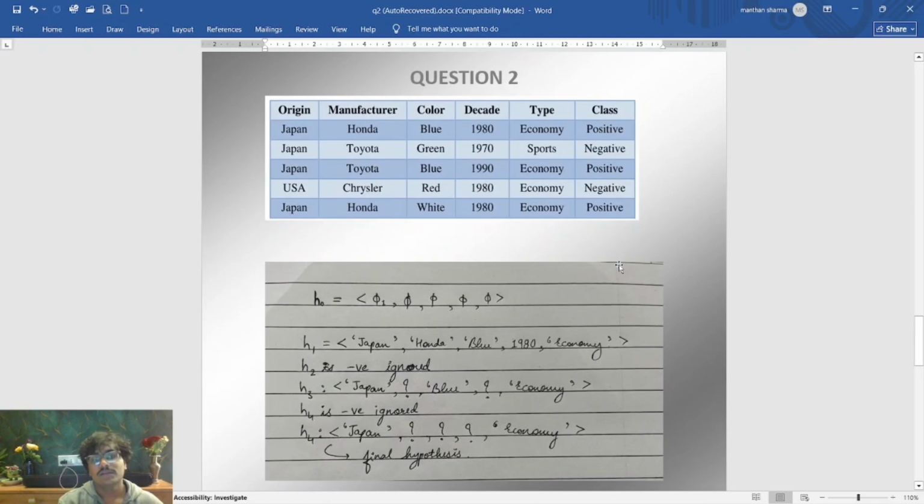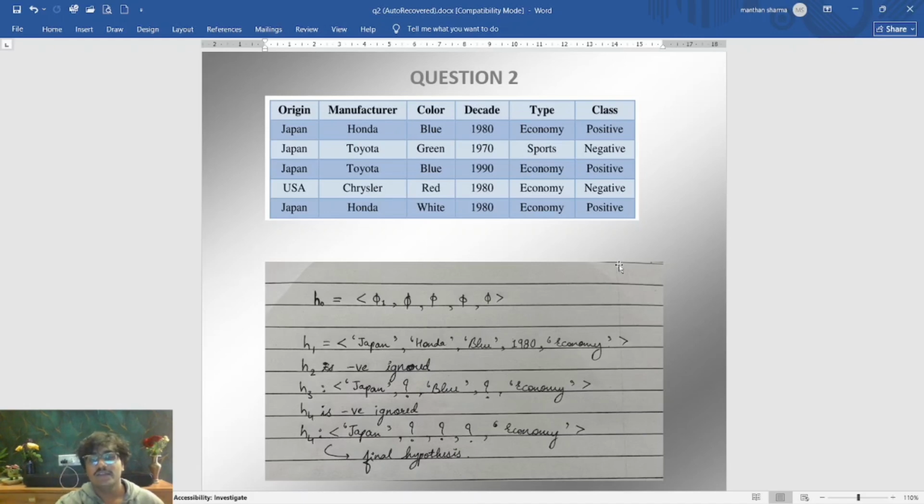So now keeping all the steps in mind, let's solve this question given in question number 2. So here we have origin column where Japan, USA, Japan, and the manufacturer column Honda, Toyota, Chrysler, and Honda. So let's make H0, which is phi, phi, phi, phi. So let's see H1 here. It is Japan, Honda, blue, 1980, economy. We are taking the positive one, which is H1, and then H2 is negative, ignored. So H3 will be Japan, question mark, blue, question mark, economy.